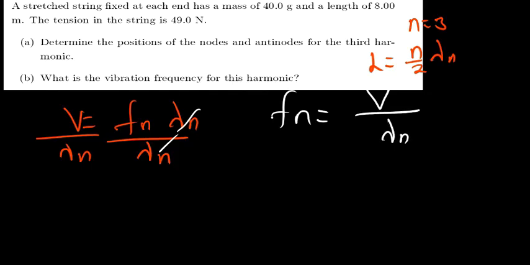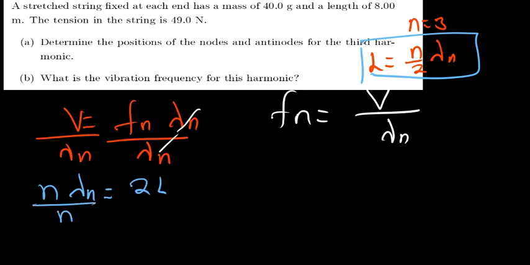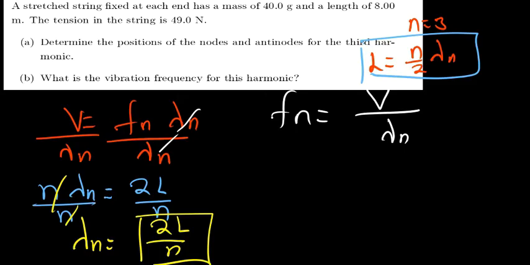Now from this formula here, let's make lambda the subject of the formula. If I cross multiply here, I'm going to have n times lambda n is equal to 2L. Let's divide both sides by n. These two will cancel out. Lambda n will be equal to 2L over n. So let's replace where there is lambda with this 2L over n. So Fn will be equal to V over 2L divided by n.